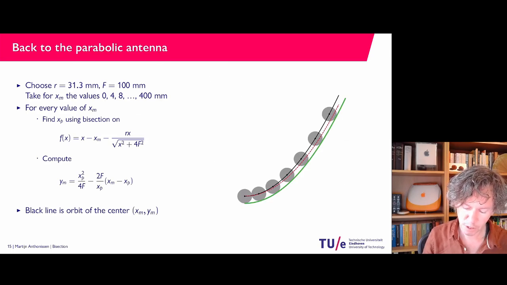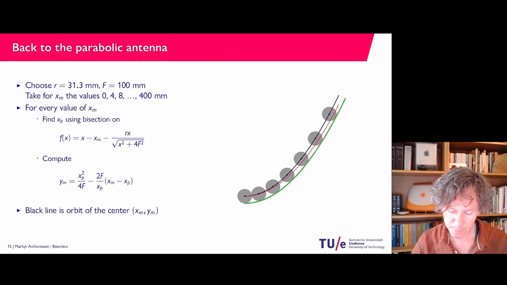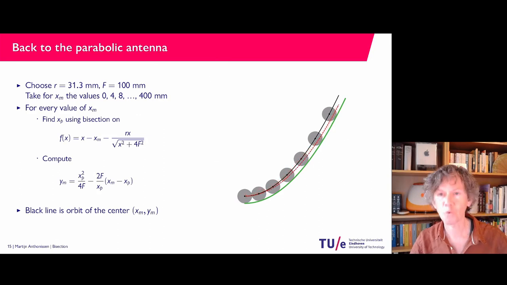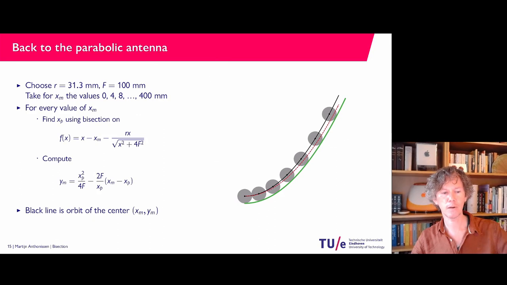And if green is your parabolic antenna, then these are positions of the milling device. And you see that the black curve goes right through the centers here. And that looks like a parabola, but it is not. So what I did here in the red dashed line that you see, that is the green parabola, but just shifted to show that the black line is not a parabola, but it's kind of hard to see there.